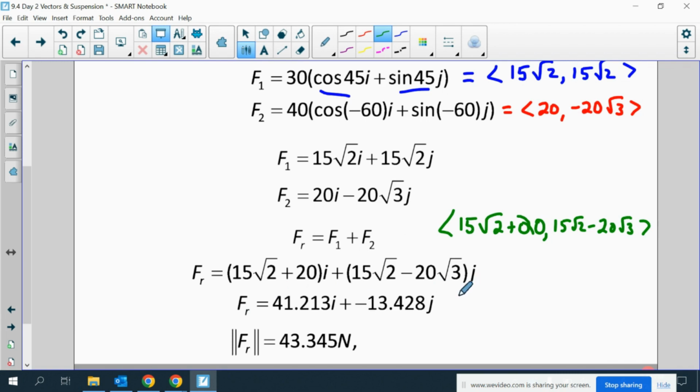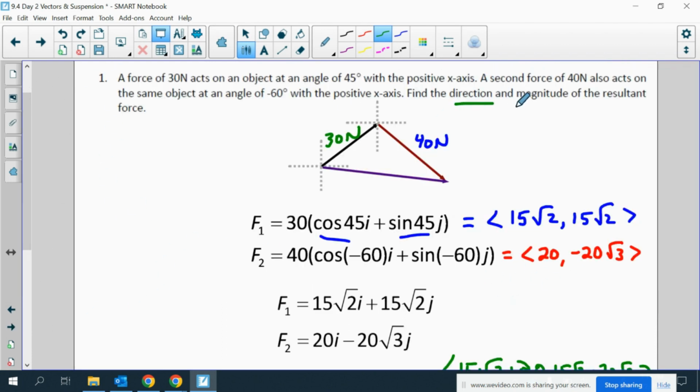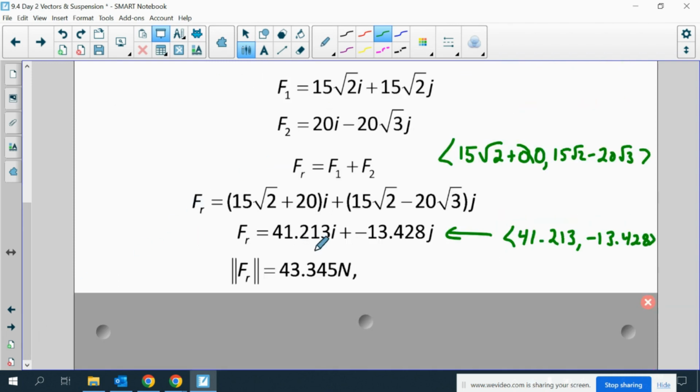Then in the calculator, you can get approximations for this. So that's 41.213, negative 13.428. So that gives me the force, and then the magnitude and the direction. What I can do is plug these two numbers into the Pythagorean theorem, and I get this number.